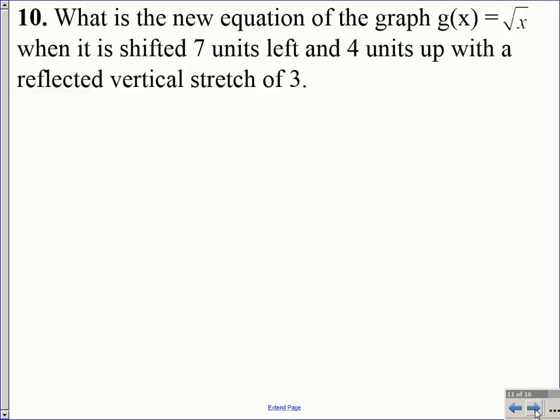All right, question number 10 says, what is the new equation of the graph of g of x equals the square root of x when it is shifted 7 units left, 4 units up, and a reflected vertical stretch of 3? So we have a square root function, g of x equals square root of x, and we have a number of transformations happening. So the first thing I want to talk about is this shift 7 units left.